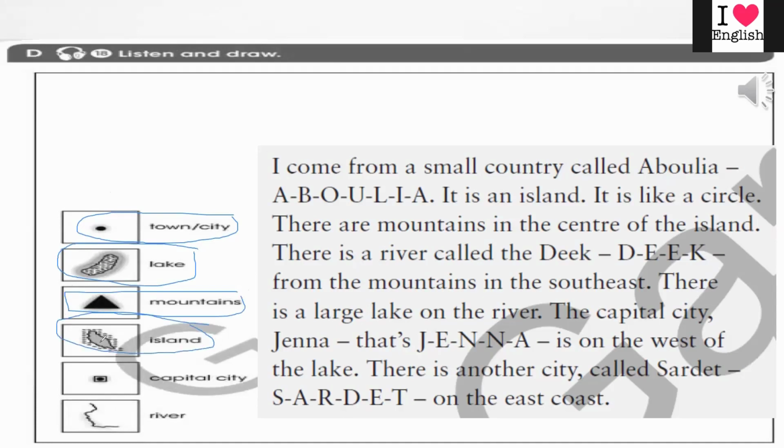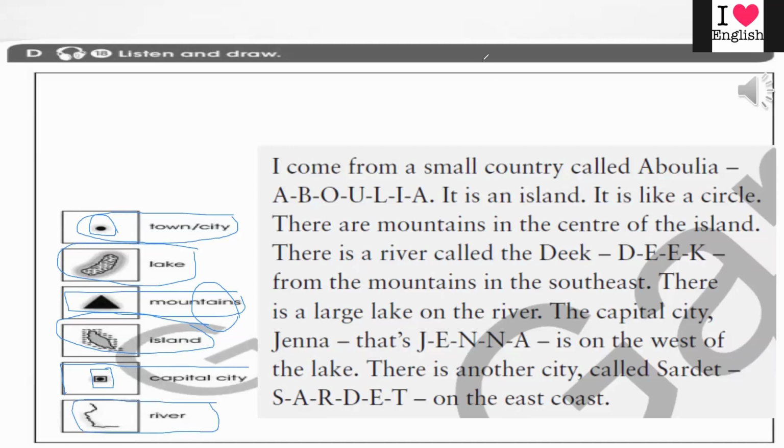But look carefully, he said that the island is like a circle. This is not a circle. You have to make it like a circle here. And this is a capital city. Look here, this is a small city or a town. But if it's a capital city, you will draw a square around it. And this is a river. This is a river, Nahr.